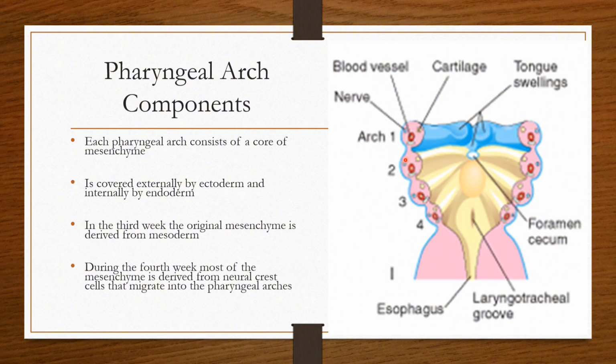So this pharyngeal cleft is lined by the ectoderm, this pharyngeal pouch is lined by the endoderm, and the core is formed by the mesoderm. So each pharyngeal arch consists of a core of mesenchyme. It is covered externally by ectoderm and internally by the endoderm. In the third week, the original mesenchyme is derived from mesoderm. During the fourth week, most of the mesenchyme is derived from the neural crest cells that migrate into the area of the pharyngeal arches. As I have told you in previous slides, the neural crest cells migrate from the area of the developing brain and they form the core of the pharyngeal arches.